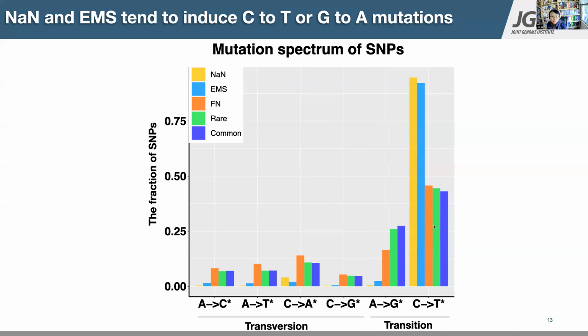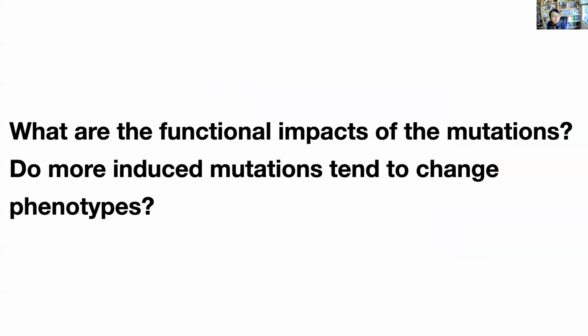So for the first question, our answer is yes, de novo mutations induced by sodium azide and EMS have a preference for C to T or G to A mutations. The second question: what are the functional impacts of the mutations? Do more induced mutations tend to change phenotypes?